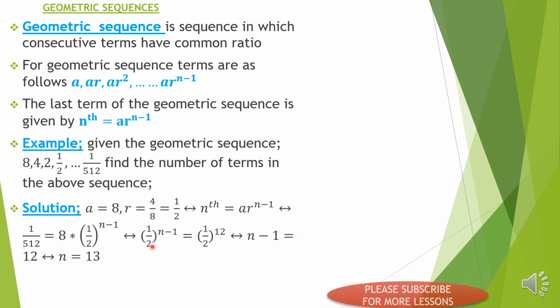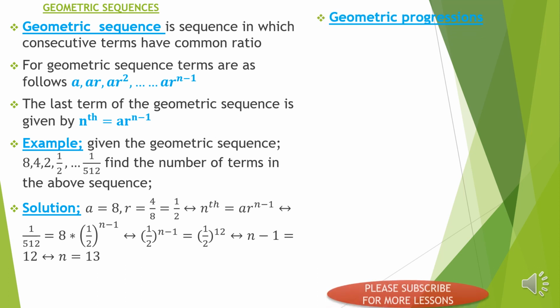Now realize that the bases are the same. This is a half and a half, and whenever in index form the bases are the same, then you equate the powers. So we are going to say n minus 1 equals 12. And by so doing, we can simplify and get n equals 13 for that case.